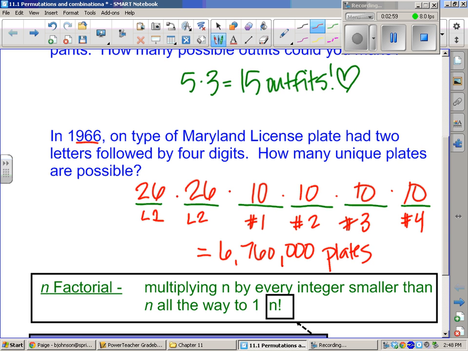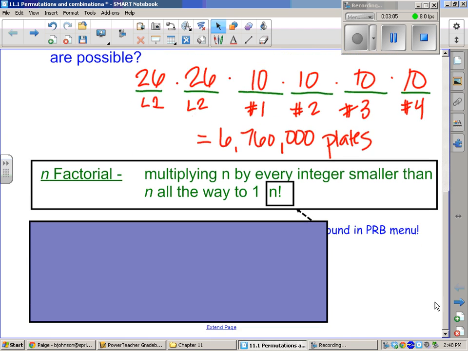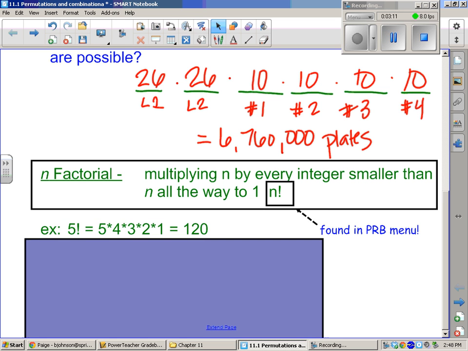Okay, now we have a new fancy term called factorial. Look at that little box there. It says N! Woohoo! And excited!